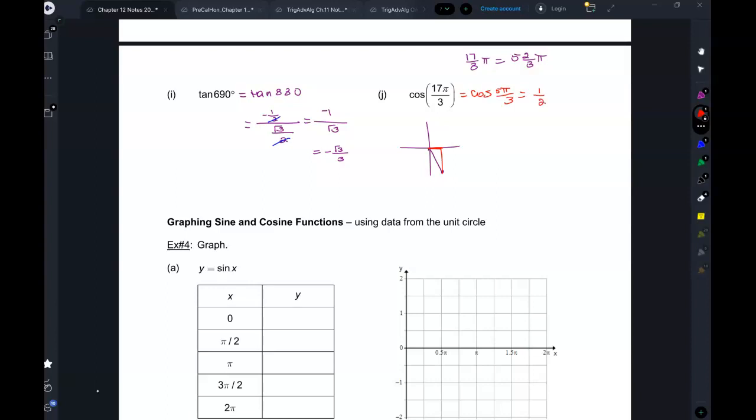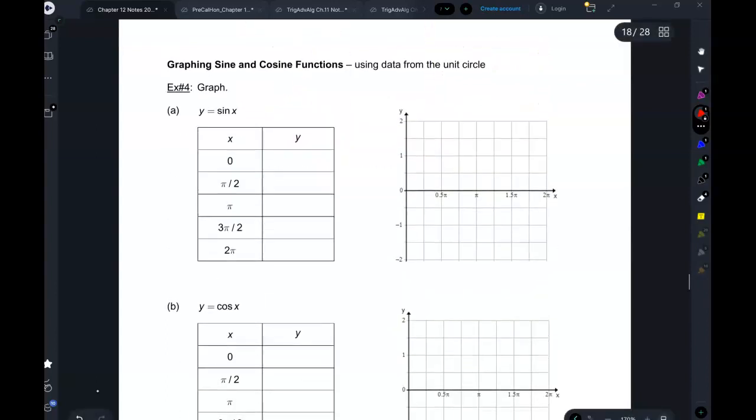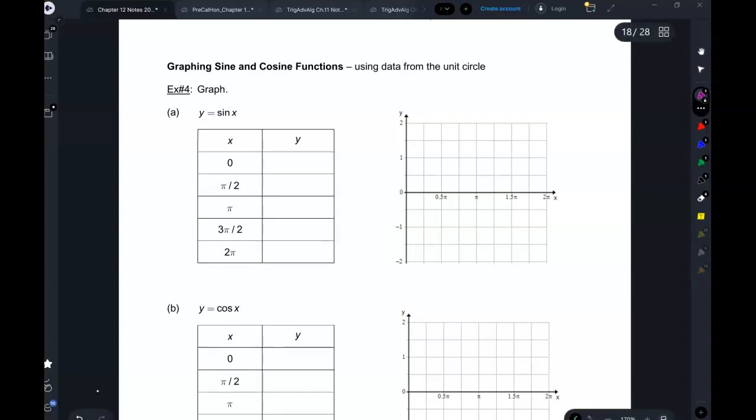No, 1/2. 1/2. Okay. So let's graph some of this. Yeah, so it's the opposite, like cosine means. Oh, no, I got it. Okay, so let's use data from the unit circle. You know what? I'm just going to draw my own cute little unit circle here, just for this purpose.